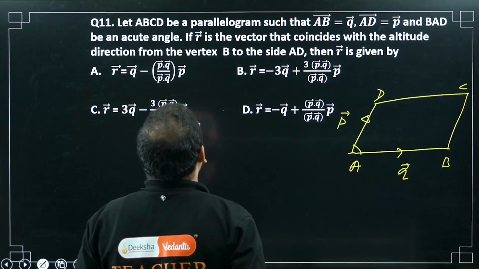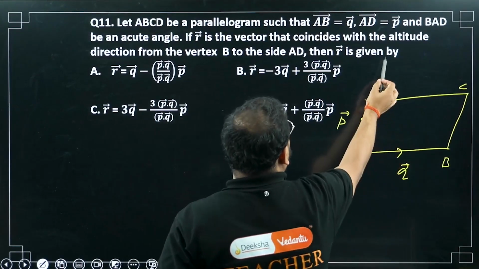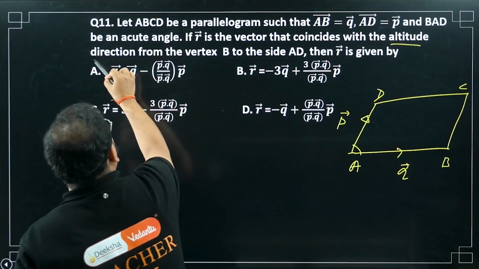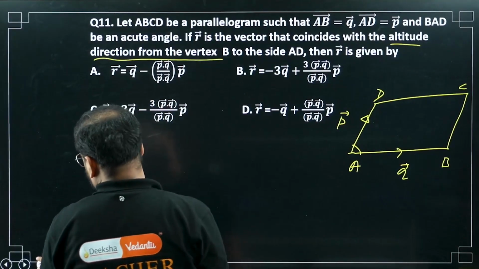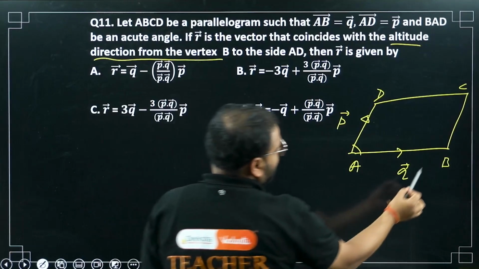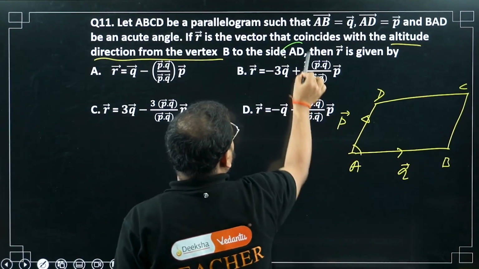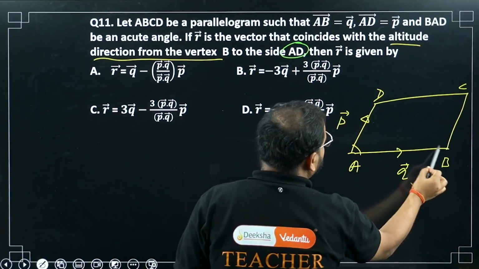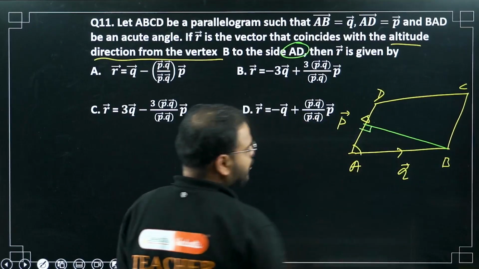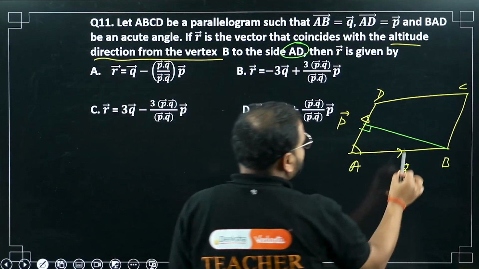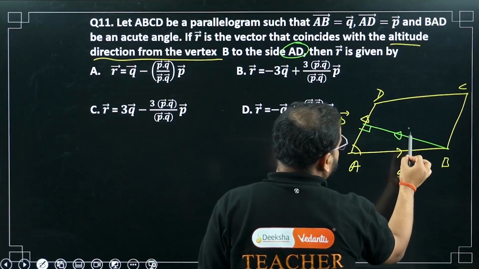And R is the vector that coincides with the altitude in the direction from the vertex B. Say you take the altitude from vertex B on AD. So you're going to get it like this. That's the altitude. That's how you take the altitude. This is your R vector, in this direction.